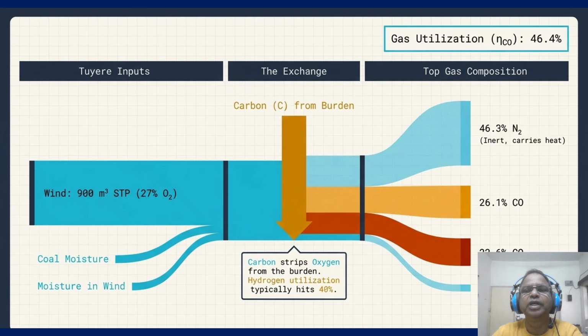High CO2 in the top gas means your gas is working hard to reduce iron ore. Low CO2 means you are wasting reductant. So this gas-solid exchange defines the thermal profile of the entire vessel. This gas exchange creates distinct temperature zones that dictate the kinetics of the iron reduction.